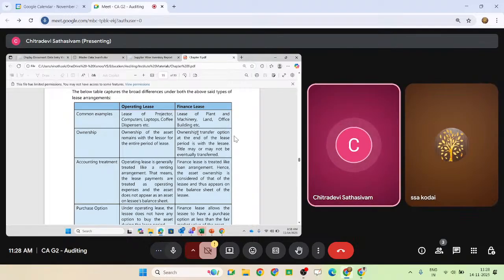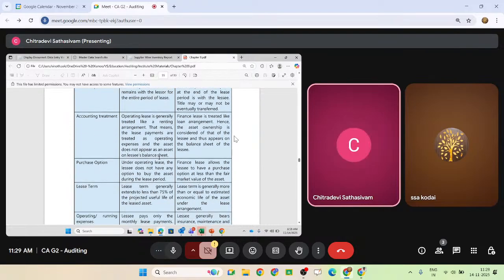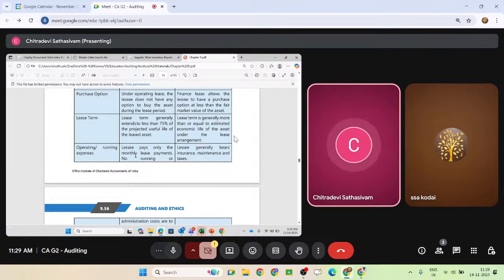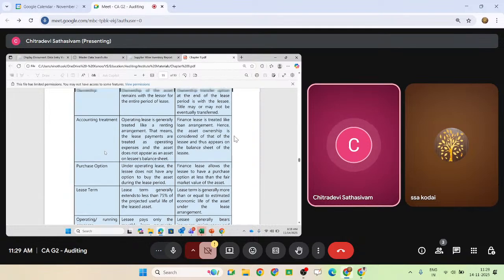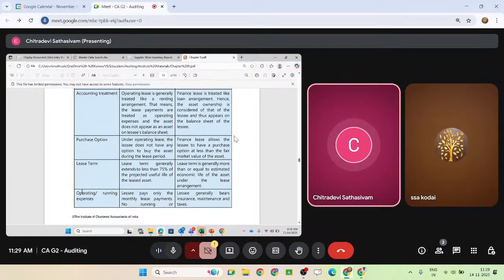Once the option has been given, then this lease turns into a finance lease. That is how it works actually. Whereas operating lease means there is no sale, it keeps going on. So you have to see these criteria: ownership, accounting treatment, purchase option, lease term. These are the criteria points.